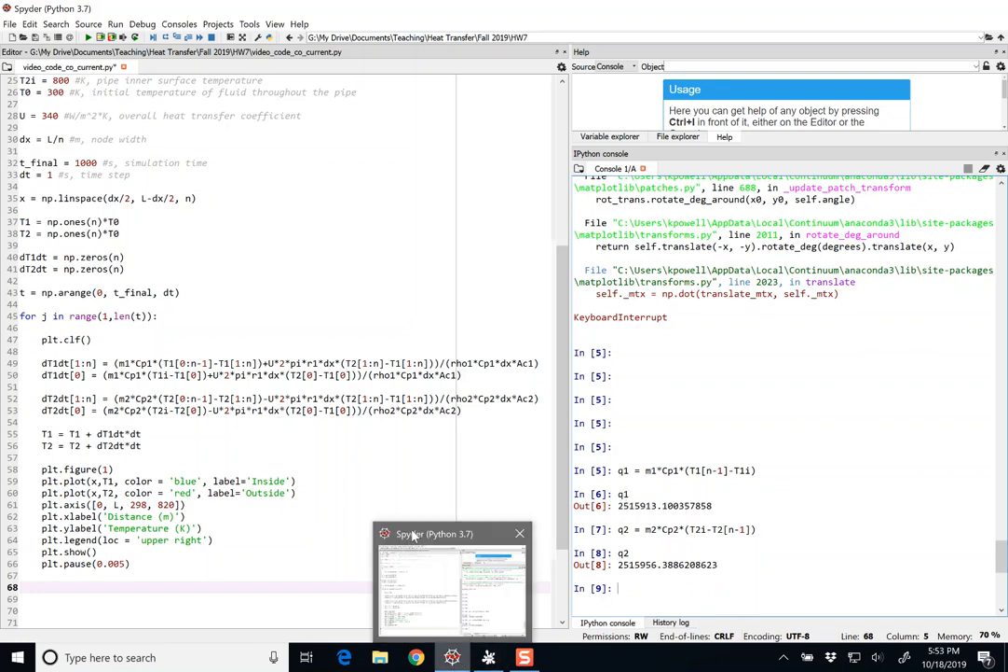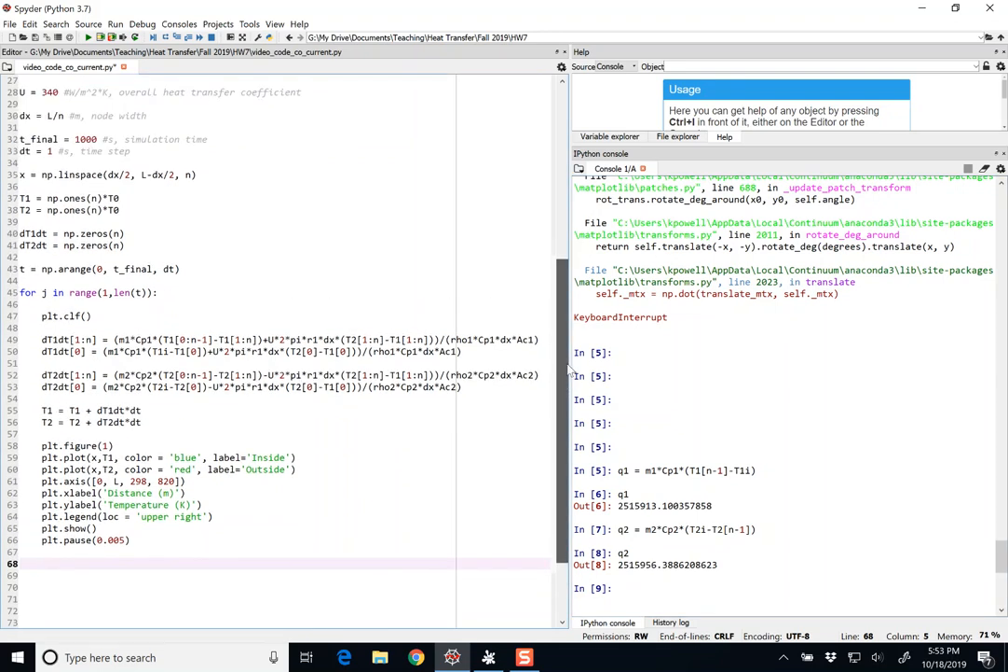And that is how you would simulate a double tube, also known as a concentric pipe, or a double pipe, also known as a concentric tube heat exchanger, dynamically using a software tool like Python.